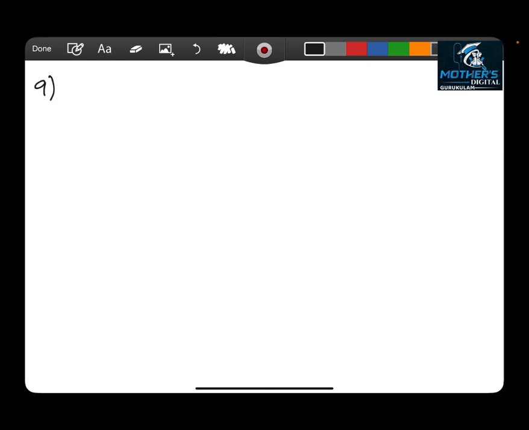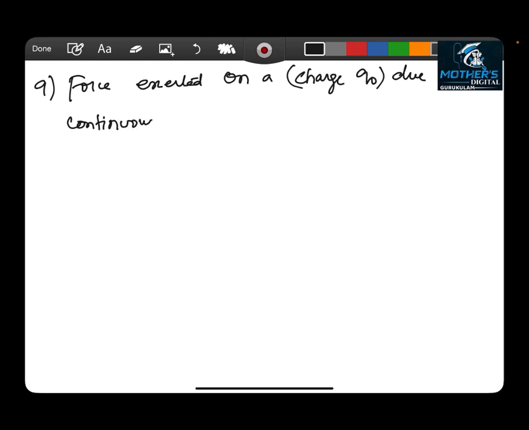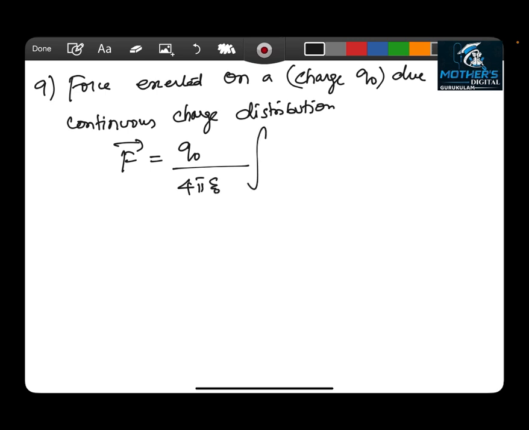The next formula, force exerted on a charge, test charge Q naught, due to continuous charge distribution, is given as F vector equal to Q naught by 4 pi epsilon naught, constant, I'm taking out of the integral, so dq by r square. Force is a vector, so we have to represent r cap, and it is measured in Newton.